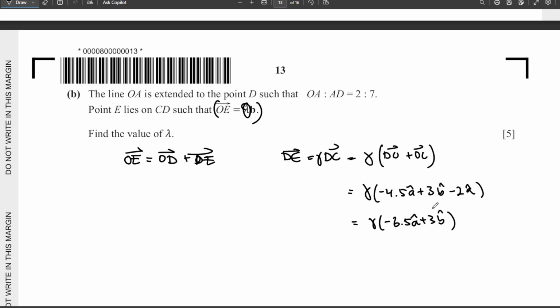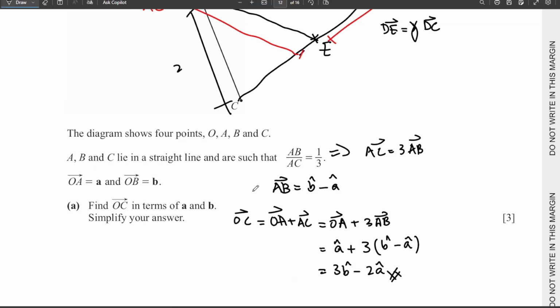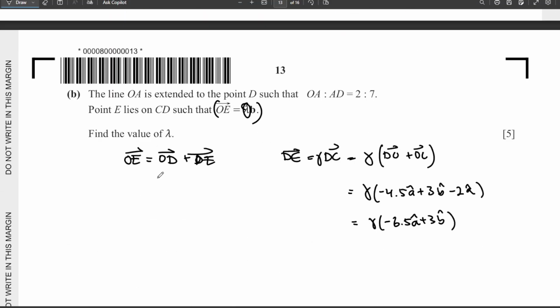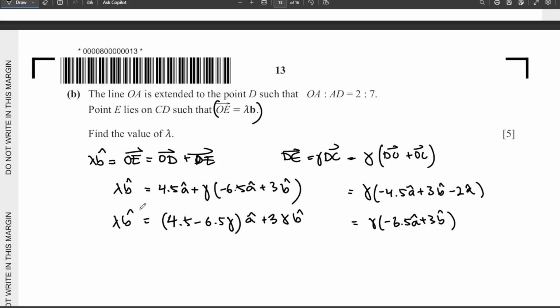Now we have an expression for DE, and OD we also know is 4.5A. So I think we can straight away solve this for OE. We are given in the question that we want to find lambda. So this is equal to lambda B, and we set this equal to lambda B. Now we expand our equation in terms of A and B. We collect the A and B terms and compare them. On the left hand side of the equation, there is no A term because the coefficient of the A term is 0. So we can equate them together.